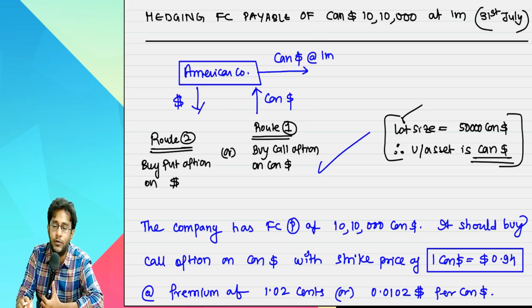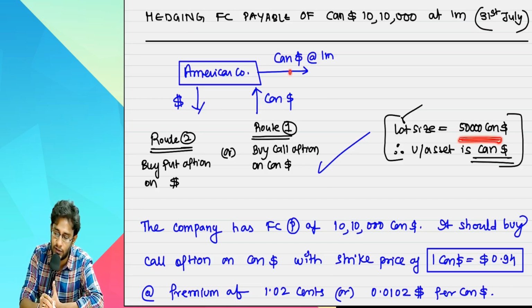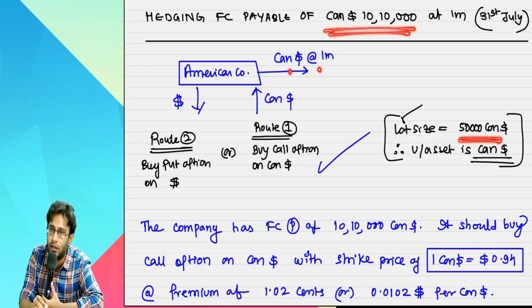Your FC payable is in which currency? CAN dollar. The hedging call option also is there in CAN dollar only, because in the question CAN dollar is the underlying asset. So what is the lot size? 50,000. What is your FC payable? 10,10,000 CAN dollars. How many contracts you should take? 10,10,000 divided by 50,000. Directly you did.